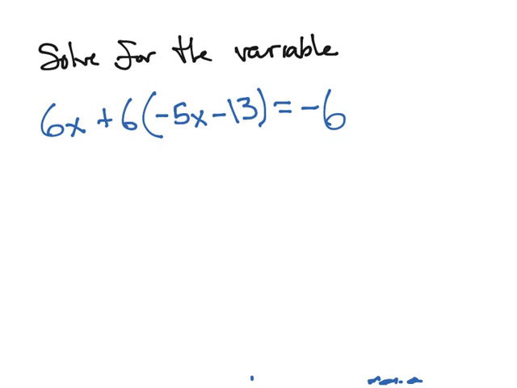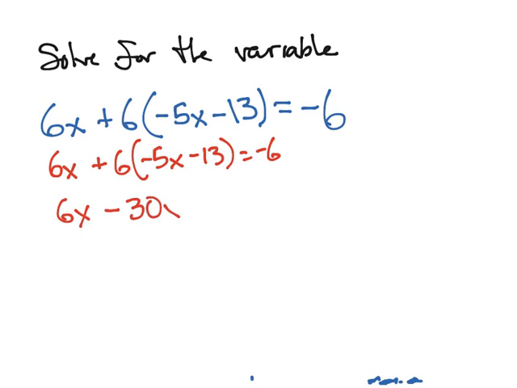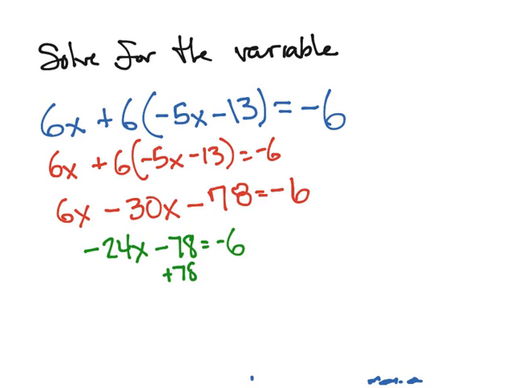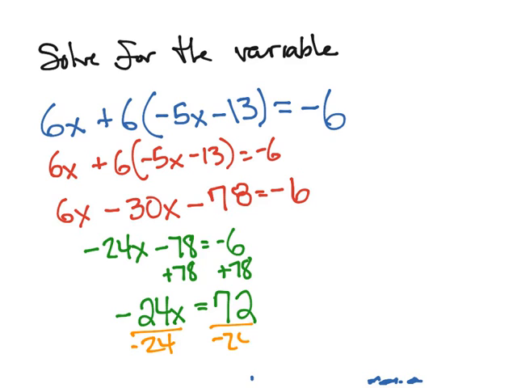Now all we have to do is solve. If we continue through this, we'll see that 6x plus 6 times negative 5x minus 13 equals negative 6 can be simplified to 6x minus 30x minus 78, which is equal to negative 6. From here, we'll just keep solving. 6x minus 30x gives us negative 24x minus 78 equals negative 6, and we'll add 78 to both sides to get negative 24x equals positive 72. To finalize, we'll divide both sides by negative 24 and discover that x is equal to negative 3.